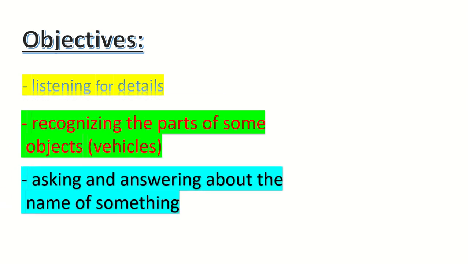And finally, we're going to learn asking and answering about the name of something. If we don't know the name of something in English, how do we ask about it? For today's lesson, we need the course book, page 10, and the workbook, page 8. So please prepare the 2 books.